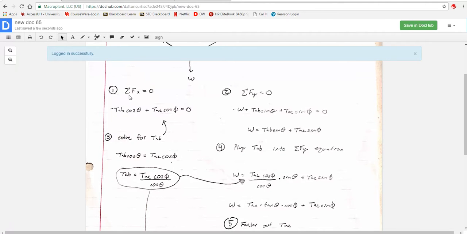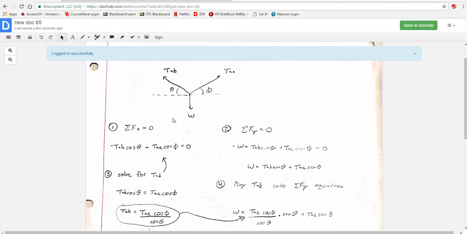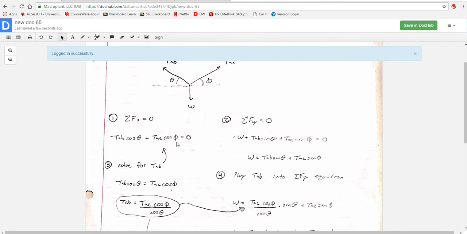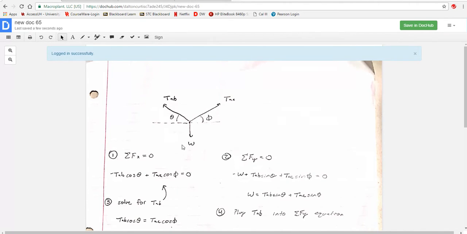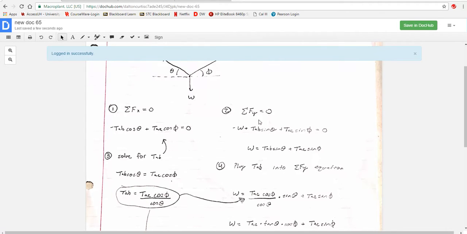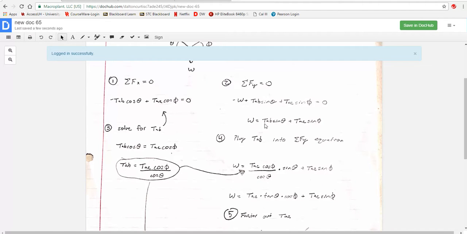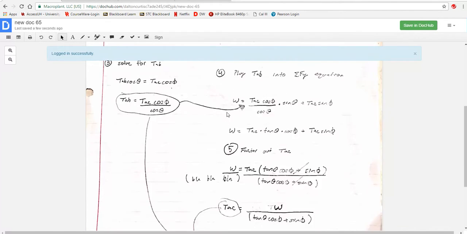So the first step is the sum of the forces in the x direction equal to 0. So we have the tension in AB cosine theta plus the tension in AC cosine phi equals 0. The reason this is negative is because this has a negative x component. So these two need to cancel each other out and equal 0 so that there is no horizontal movement. Then the sum of the forces in the y equal to 0. And we have negative W plus the tension in AB sine of theta plus the tension in AC sine of phi equals 0. And we use some algebra to simplify it.